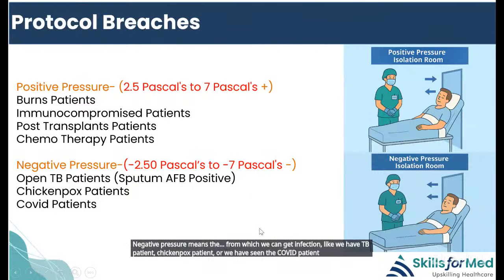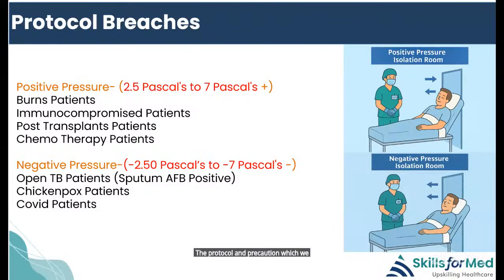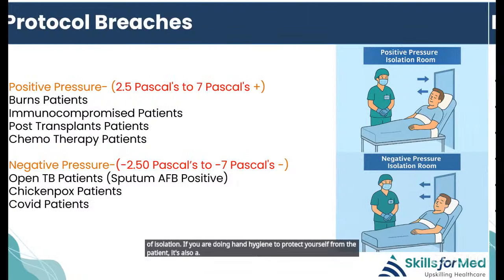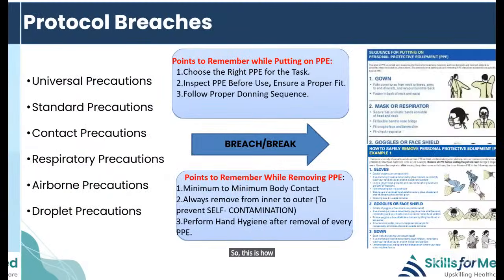For both patients, we should always follow barrier nursing. Barrier nursing is nothing but the protocol and precautions which we follow to protect the patient and to protect ourselves. For example, if you have isolated a patient into a single room, that's also a protocol of isolation. If you are doing hand hygiene to protect yourself from that patient, it's also a protocol. So this is how protocols are based, like universal precautions, standard, contact, airborne, and respiratory.